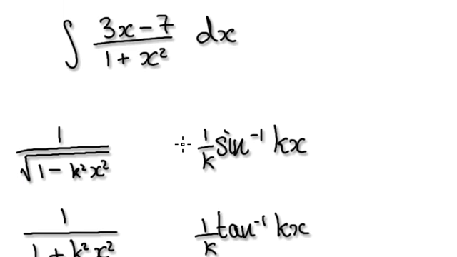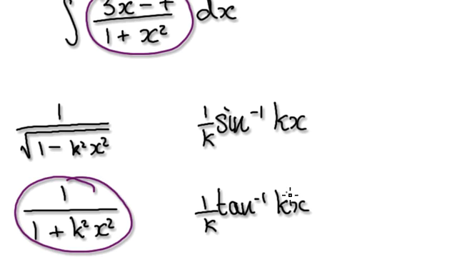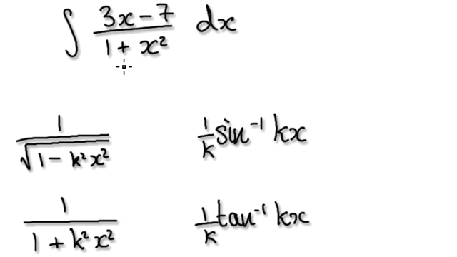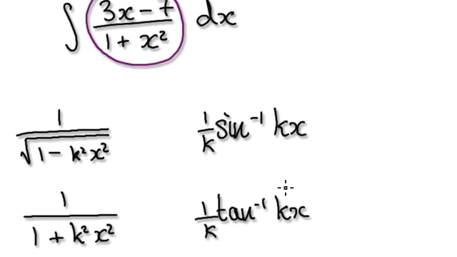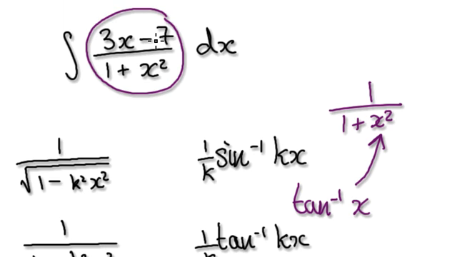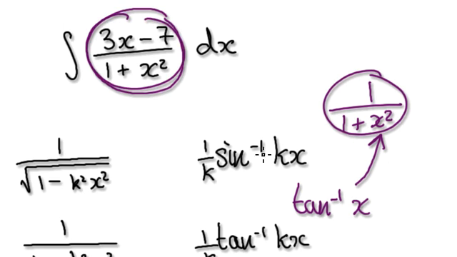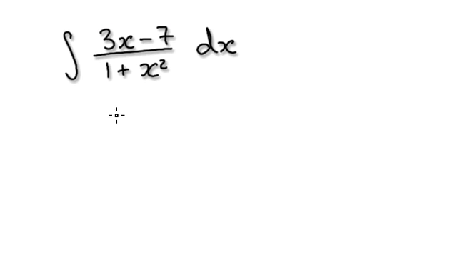If you look at this form here, this is in a way like this, where k happens to be 1 here. So this here is 1. You're trying to look for something that when you differentiate it, it will give you this. If you differentiate the inverse of tan, it will give you 1 over 1 plus x squared. Looking at this, it's very similar to this, so inverse tan could be your guess.